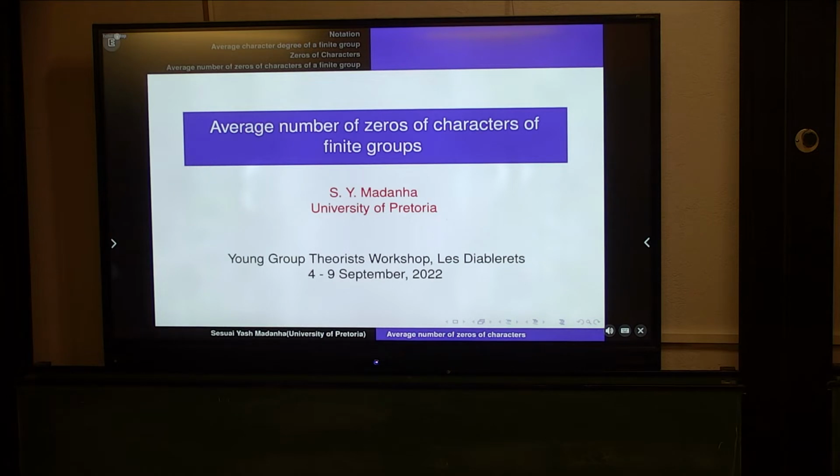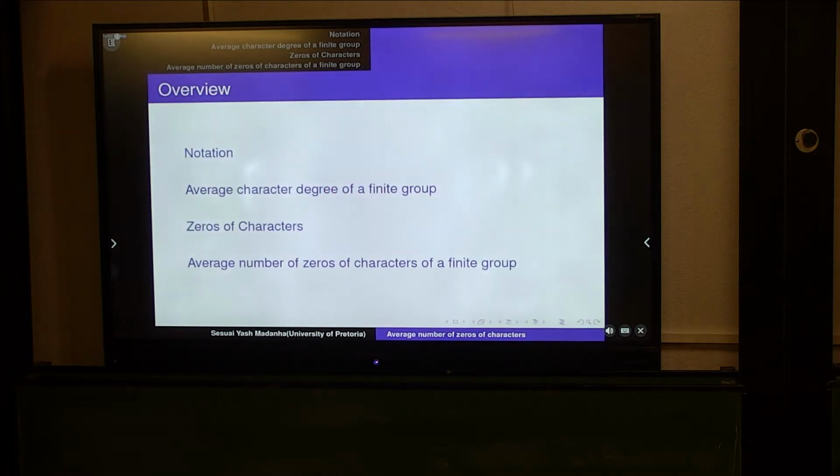Okay, so I'm going to talk about the average number of zeros of characters of finite groups. As we go, we'll see what that means. It's quite a mouthful, but it's nothing really. I'm going to start off with some notation, recall a few things, and then we get into character tables right away.